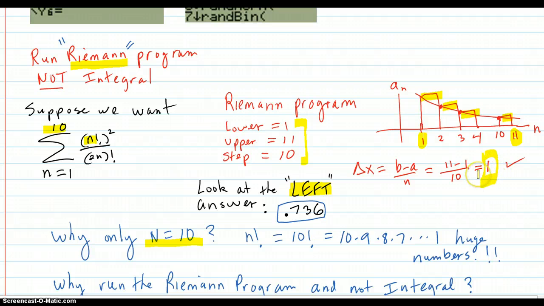Okay? So, you run your Riemann program, and not the integral, because the integral, again, well, we'll explain that in a second. So you look at the left answer, and it comes out 0.736. It probably has some other digits in your case, but mine rounded off to 0.736 when I did it on the equivalent on the computer.